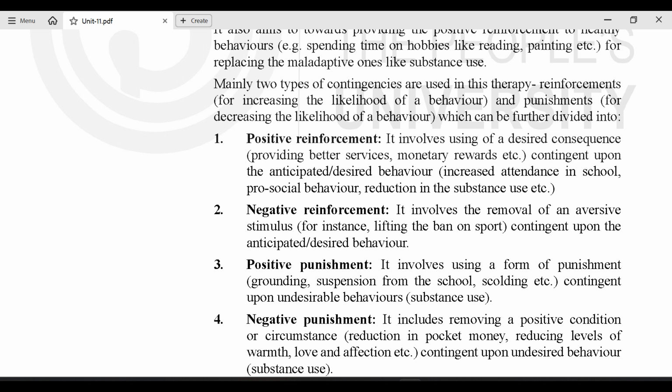Positive punishment. It involves using a form of punishment, such as grounding, suspension from the school, or scolding, contingent upon undesirable behaviors, substance use. 4. Negative punishment. It includes removing a positive condition or circumstance, such as reduction in pocket money or reducing levels of warmth, love and affection, contingent upon undesired behavior, substance use.